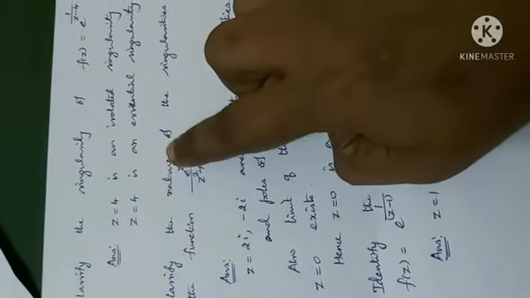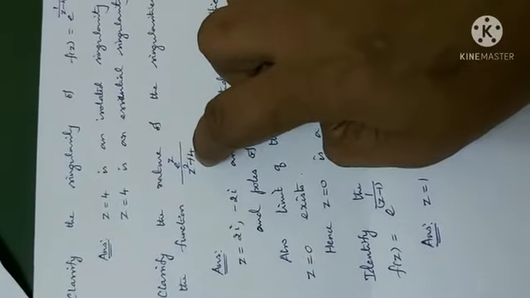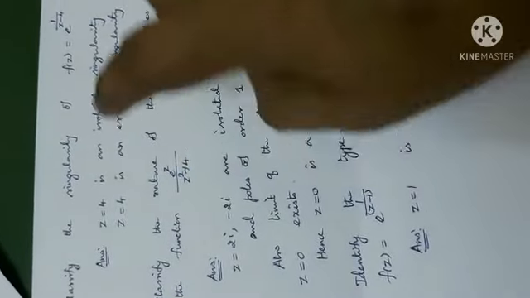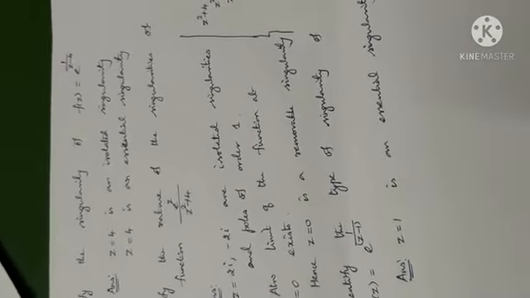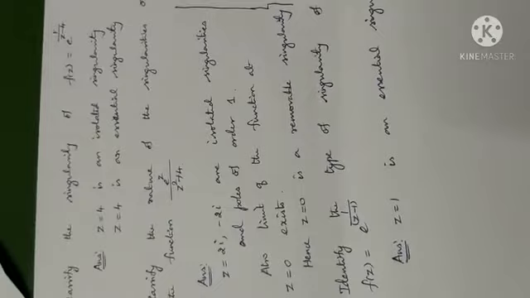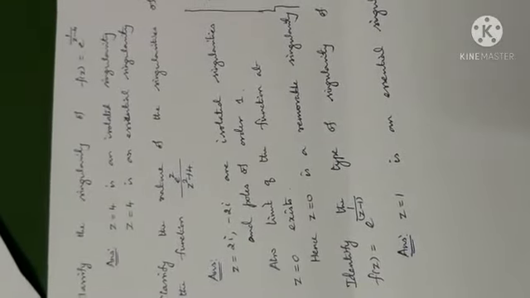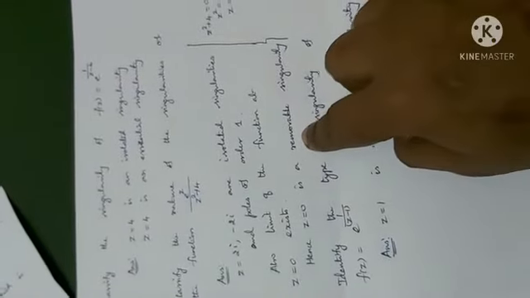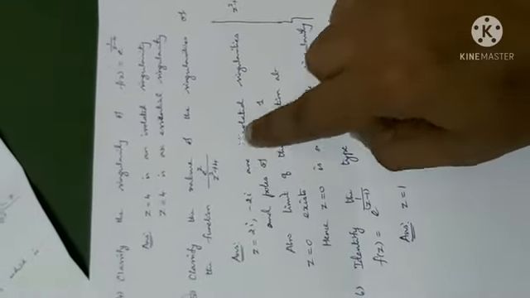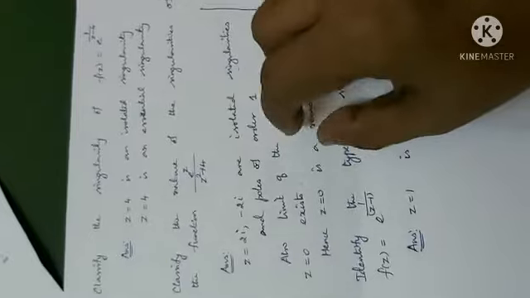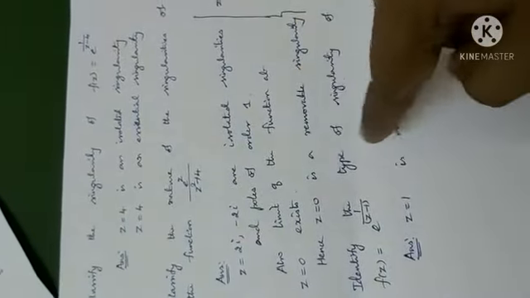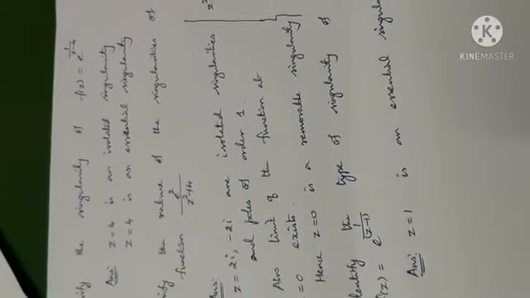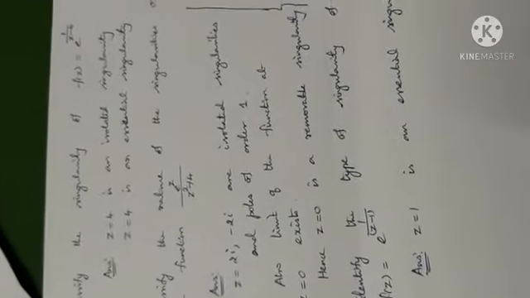But here the expansion method cannot help, because the denominator is z square plus 4. If you multiply with each and every term in the expansion, you cannot guess whether it is removable or essential. So in such a case, we see whether the limit of the function exists. The limit of the function at z equal to 0 exists. Hence z equal to 0 is a removable singular point. It is a removable singularity.